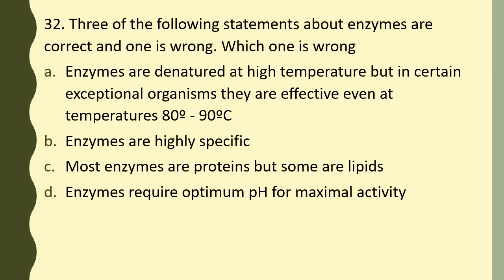Question number 32. Three of the following statements about enzymes are correct and one is wrong. Which one is wrong? Enzymes are denatured at high temperature, but in certain exceptional organisms, they are effective even at temperature of 80 to 90 degrees Celsius. Enzymes are highly specific. Most enzymes are proteins, but some are lipids. Enzymes require optimum pH for maximal activity. Which statement is incorrect? Correct answer is option C. Most enzymes are protein, true, but some are lipid is incorrect. None of the enzymes are lipid.